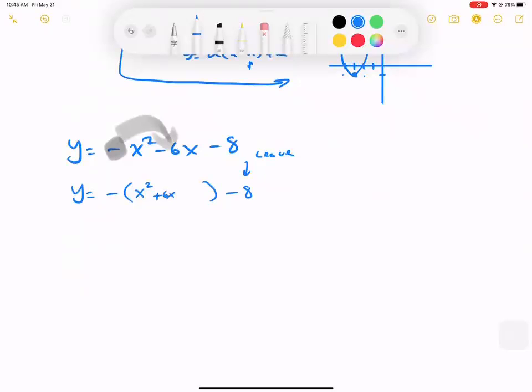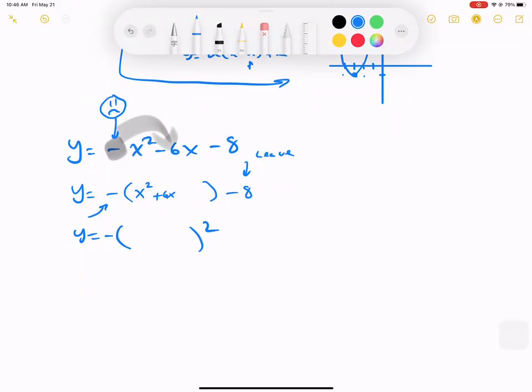We cannot complete the square because of this negative here. So we get rid of it, and now we are happy again. See? We got rid of the negative sign, and now we can complete the square. Let's go ahead and complete the square. Y is equal to negative, and let's go ahead and bubble up. I call this bubble up.